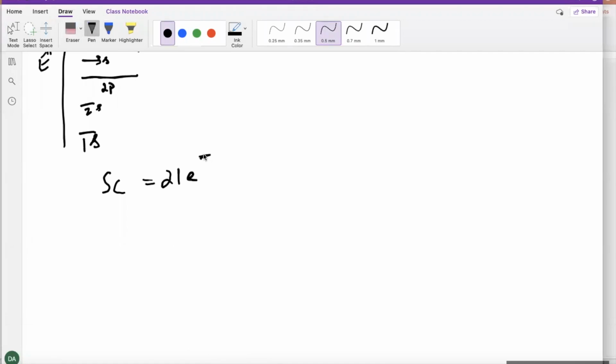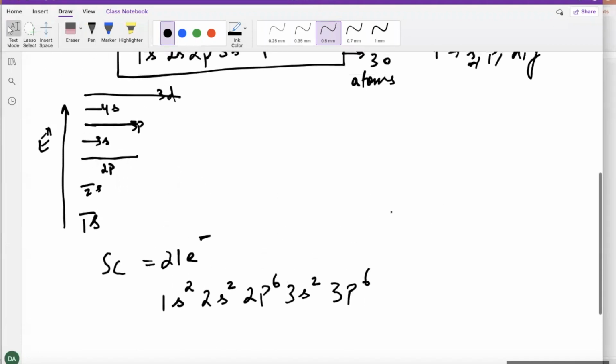Okay, so what we're going to do is, scandium has 21 electrons. We go to 1s, we put 2 electrons. Then you go to 2s, you put 2 electrons. Then you go to 2p, and you put 6 electrons. You see, so far we got 2 plus 2, 4, 4 plus 6, 10 electrons. Then we go to 3s, we put 2 electrons. Then you go to 3p, we place 6 electrons. Now again, let's count how many electrons we have so far.